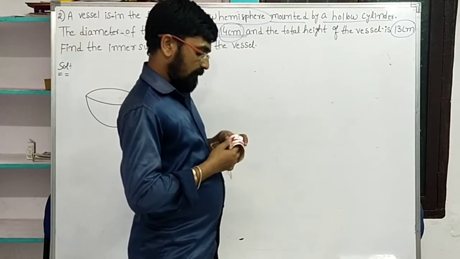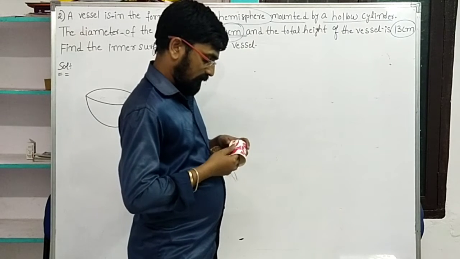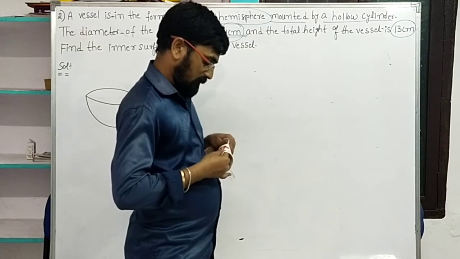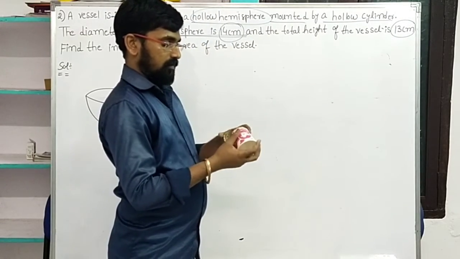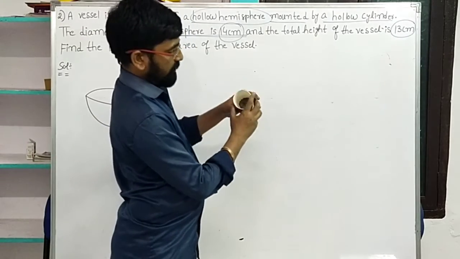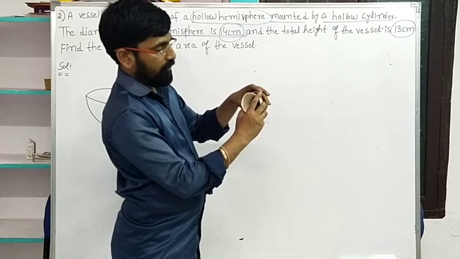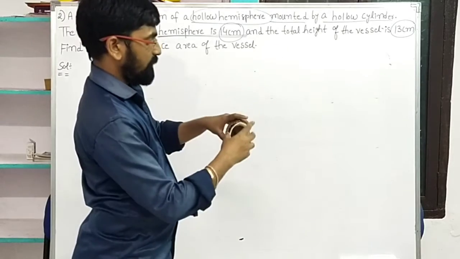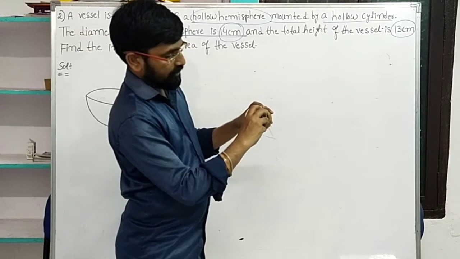I'm removing this hollow cylinder just to show you what the figure will look like. We need to find the inner surface area. The total height is given, and after getting this, we need to find the inner surface area.